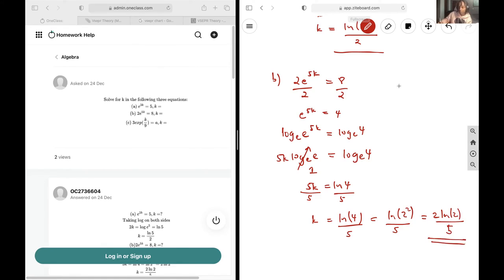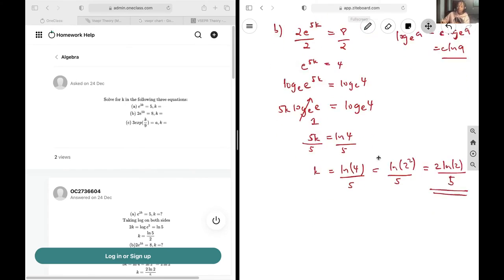And so this I simply got from the rule log e a to the power of c is equal to c log e a. And we know that log e a is just going to be ln a. And that's it for this one.